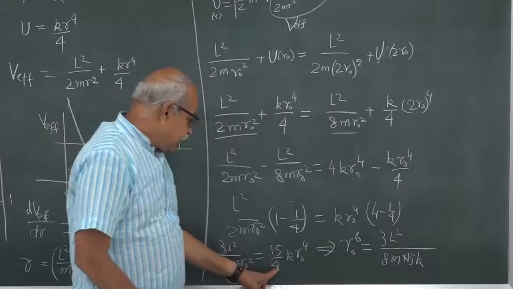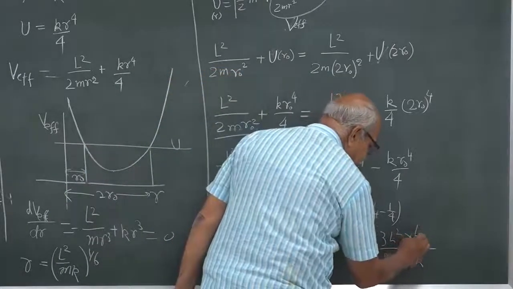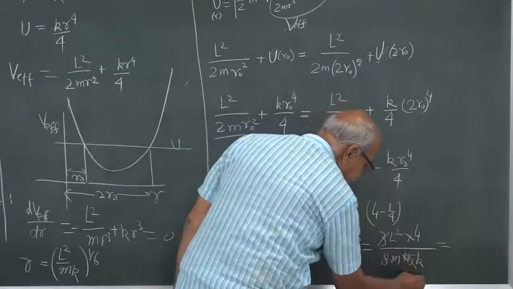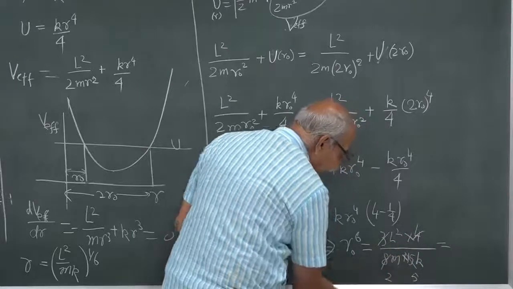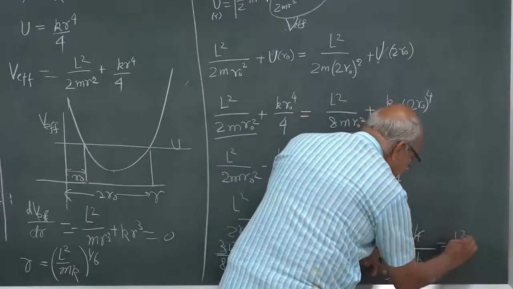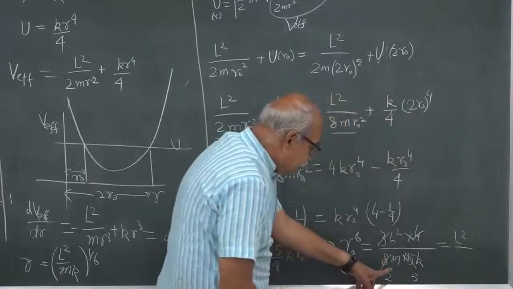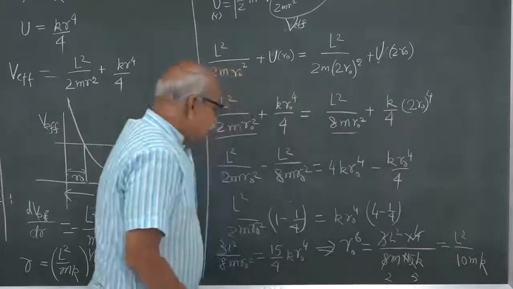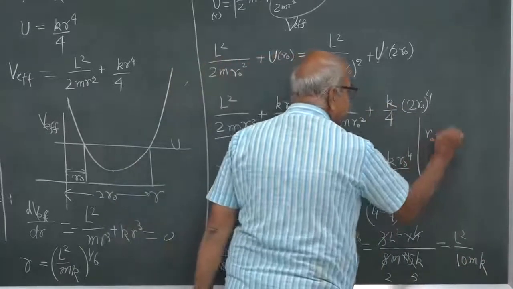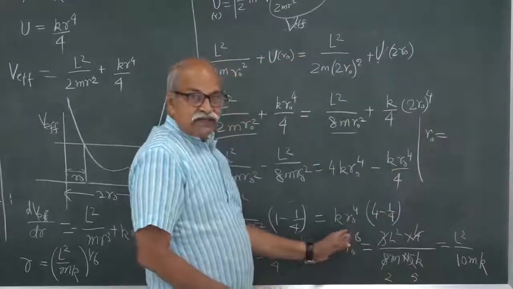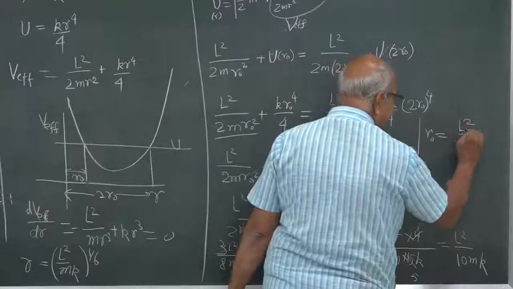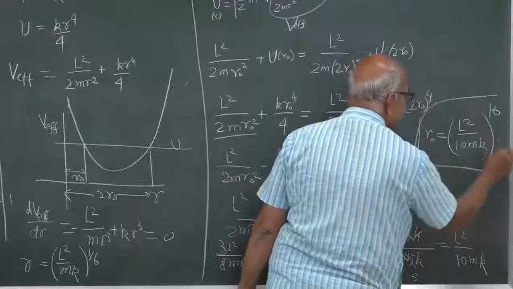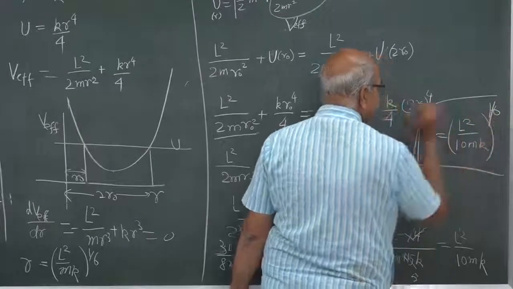And this 4 will go in numerator. So, 4 will go here. So, this will be what? 3 and 15. So, 5 here, 4 and 8. So, 2 here. So, it is L square divided by 10 k m, 10 m k, and therefore r naught, minimum distance, is equal to 1/6 power of this, that means it is L square by 10 m k to the power 1/6, and that is the answer.